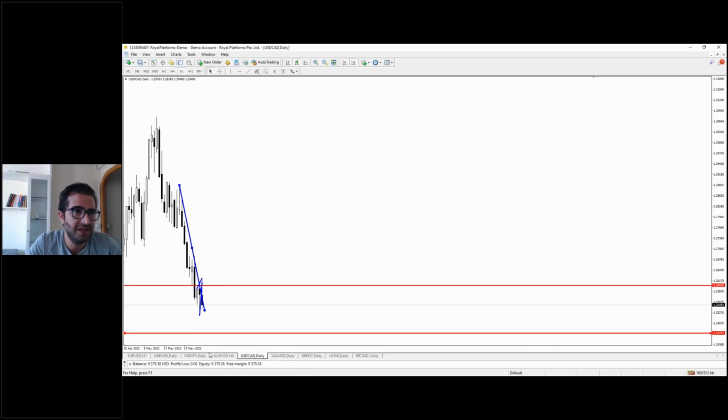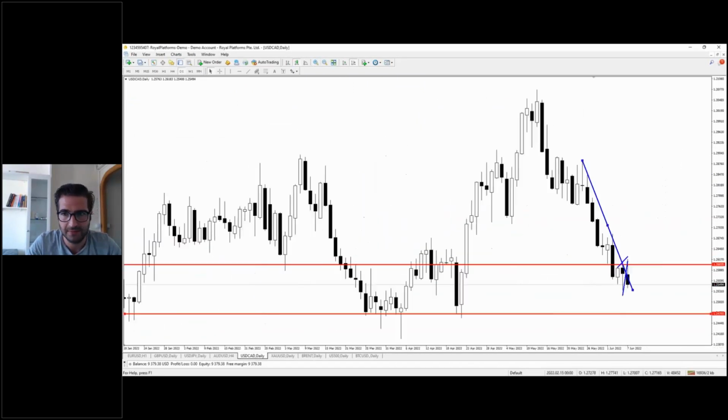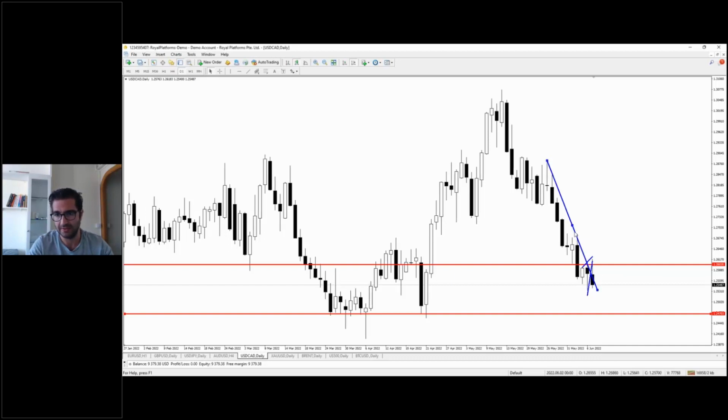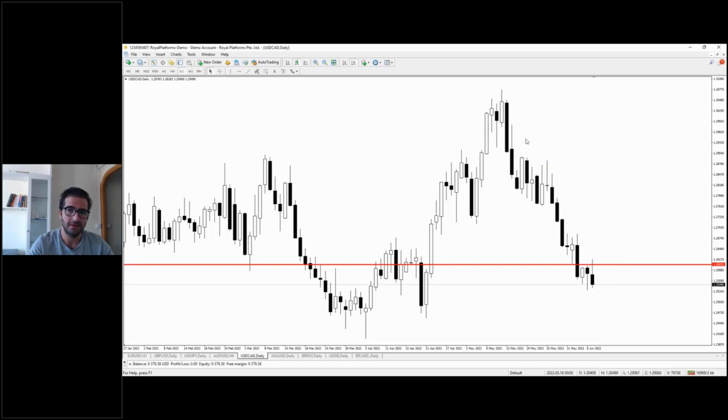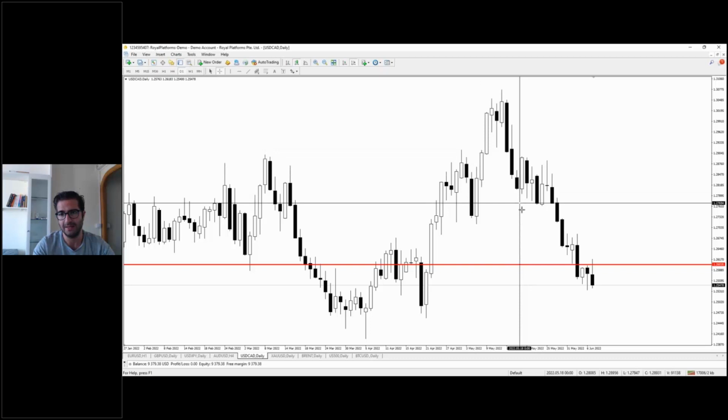On the daily time frame, USD CAD is bearish. Let me remove these drawings so we can see clearly what's happening on the daily time frame. So the market is in a clear movement to the downside. Here we have lower highs, lower lows. This is how you know if you are in an uptrend or a downtrend. In a downtrend, you should see lower highs and lower lows.